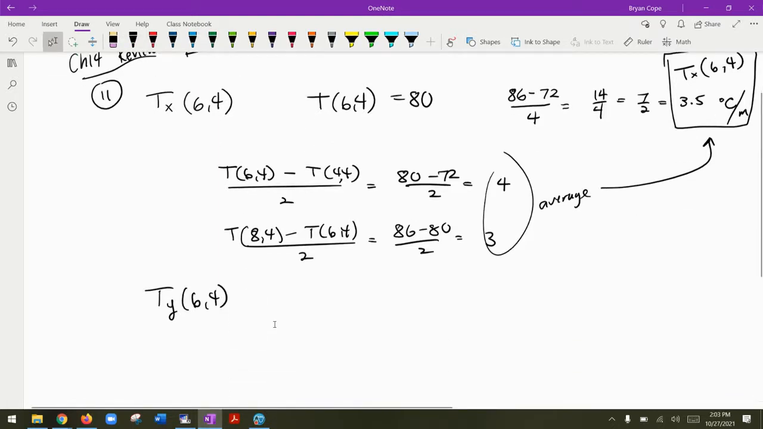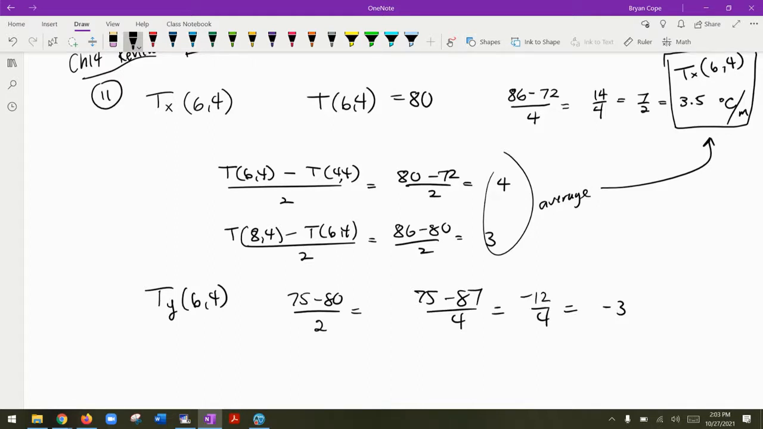Yeah. 75 minus 80 divided by, wait. Let's see if this method works the same way though, if I average the two. Let me try it this way first. It does work? Okay, fine. We'll just do it that way then. So 75 minus 87 over 4. What's that? Negative 12 over 4, so negative 3. Is that what you got? Okay, so this is T sub y at 6,4. Okay, cool. All right, so we've got A done.